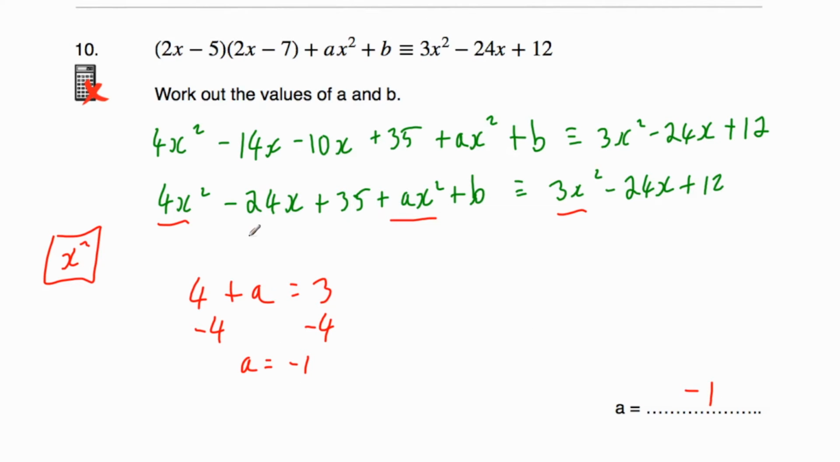Now if we have a look at our left hand side and our right hand side again, our identity, we've equated our coefficients of x squared. Now let's have a look at our x's. We've got minus 24x on the left hand side, and minus 24x on the right hand side. So if we equate those coefficients, we just get minus 24 equals minus 24. That's not going to help us find b. So let's look at our constants.